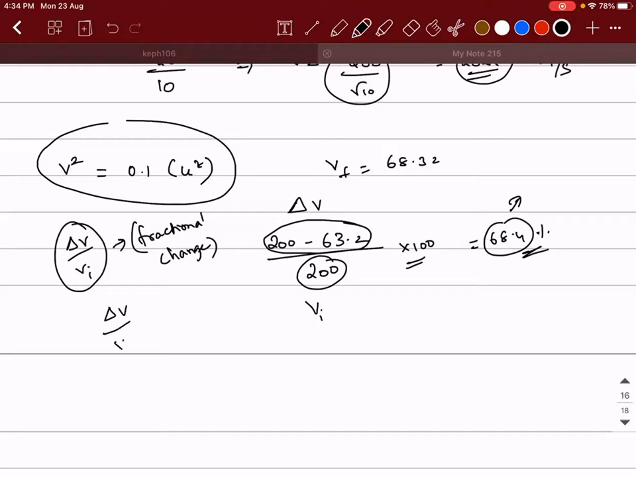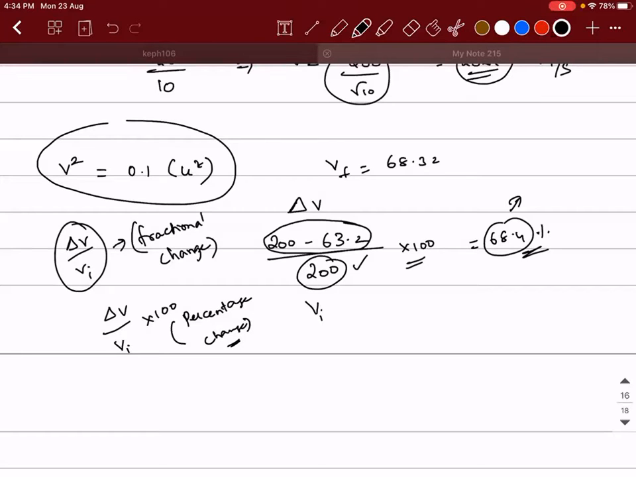Whereas if you take the fractional change and multiply it with 100, what should be the name given to it? Percentage. That's it. So this is called percentage change. It's a simple naming structure. Now you understood why I divided with 200.